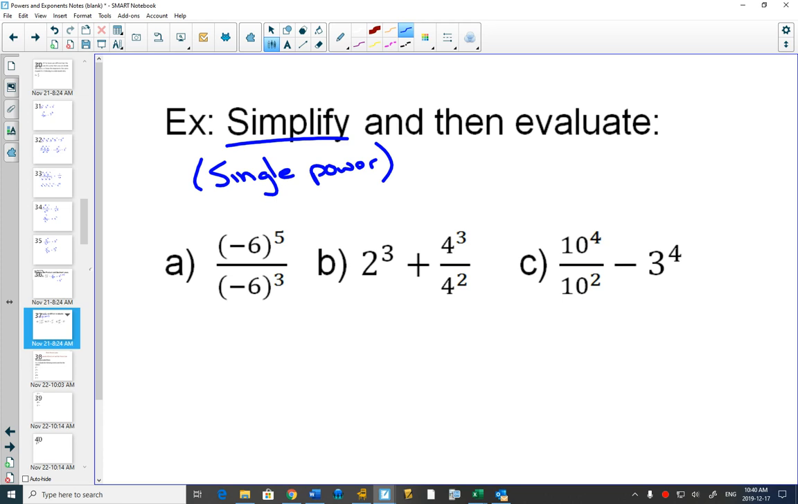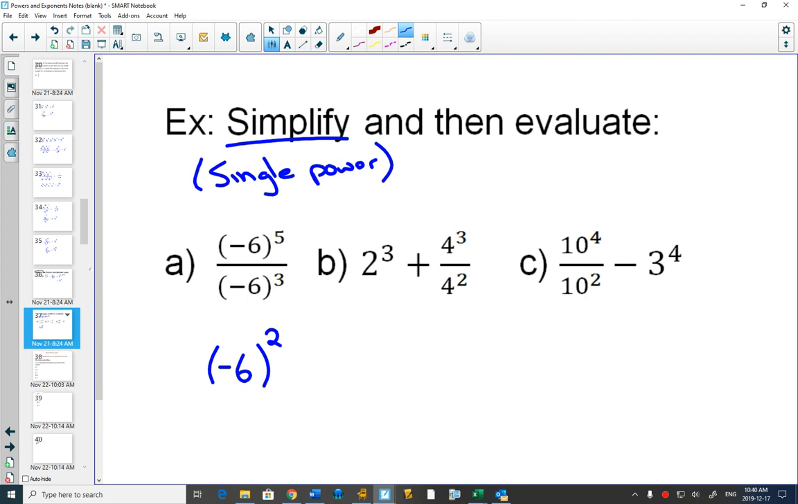Okay? Negative 6 to the 5, negative 6 to the 3. If you imagine that with what the definition means, you'd have 5 negative 6s on the top, 3 on the bottom. They'd cancel out. How many would be left? 2 of them. And this you can evaluate without a calculator. What is negative 6 squared?